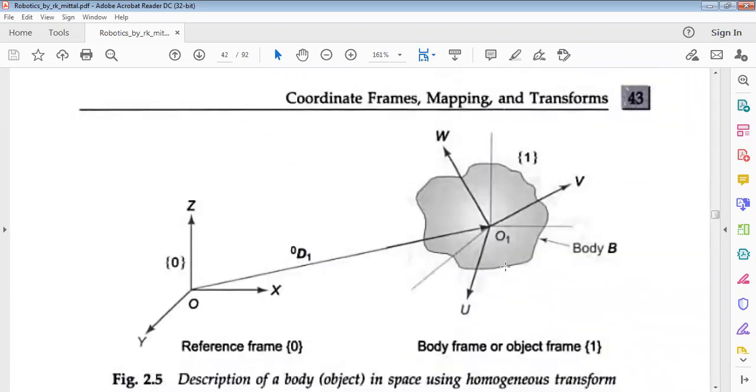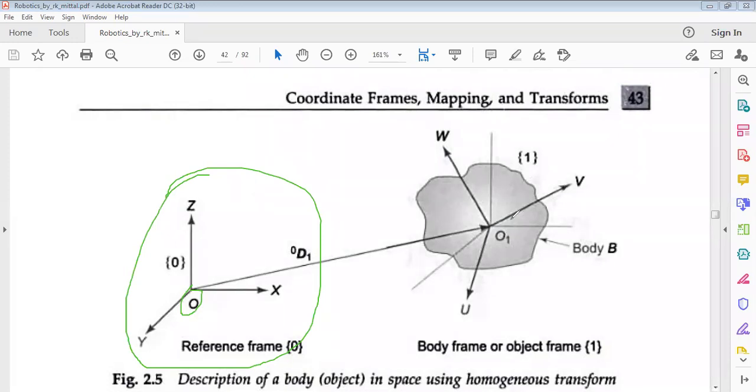So this is the figure. Here, this is the reference frame. The reference frame is always fixed at one point, so the origin of this reference frame is fixed at one point. And the object is placed in 3D space.